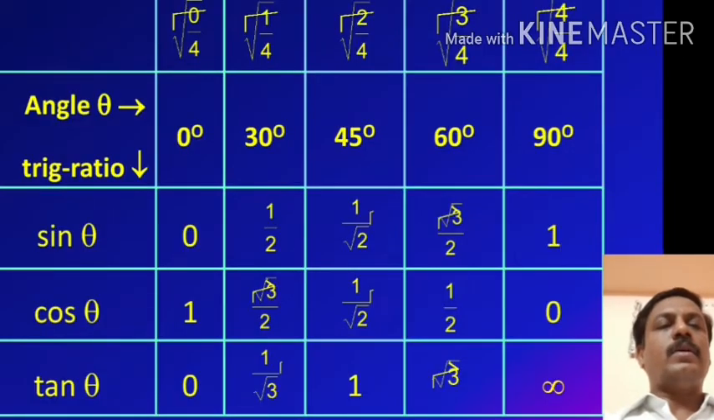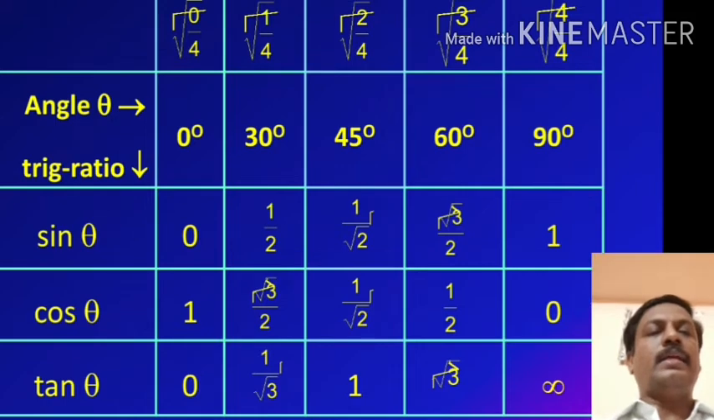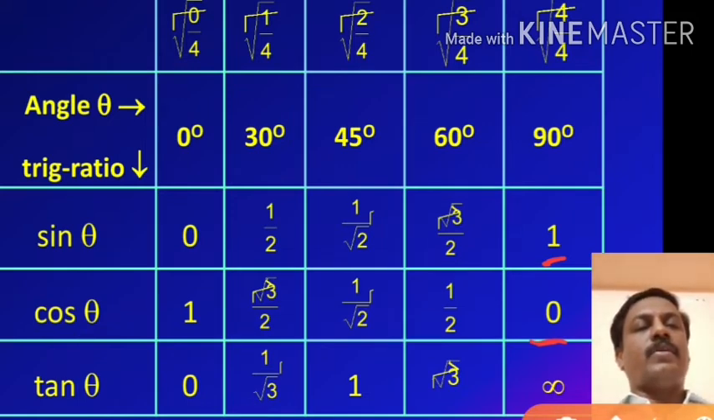Then tan 90 is equal to sine 90 by cos 90. So here sine 90 is 1 and cos 90 is 0. So 1 by 0 is infinity. Remember, any number divided by 0 is infinity or indefinite form. So these are the values of trigonometric functions.